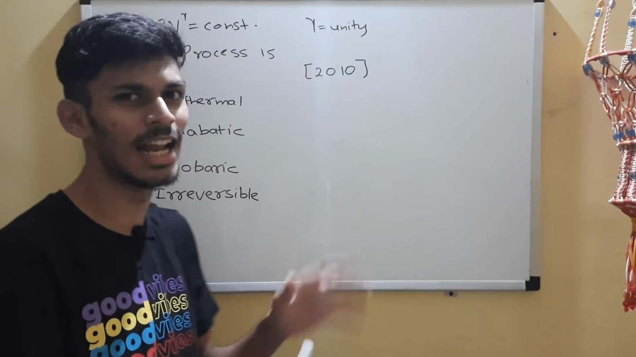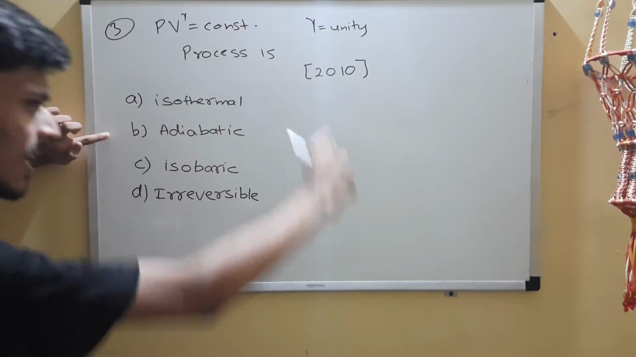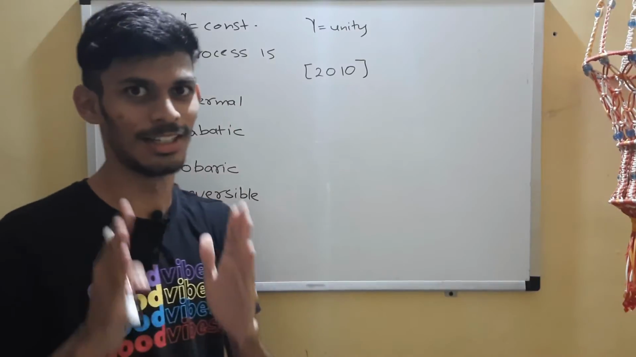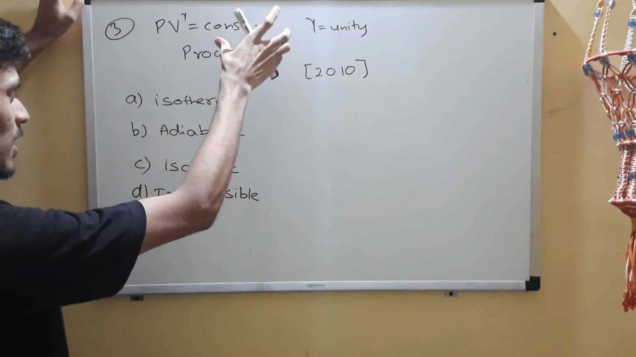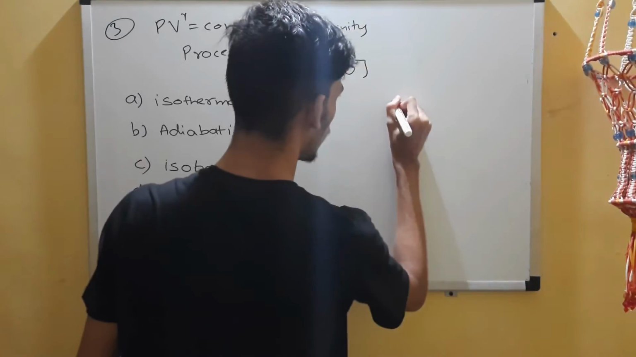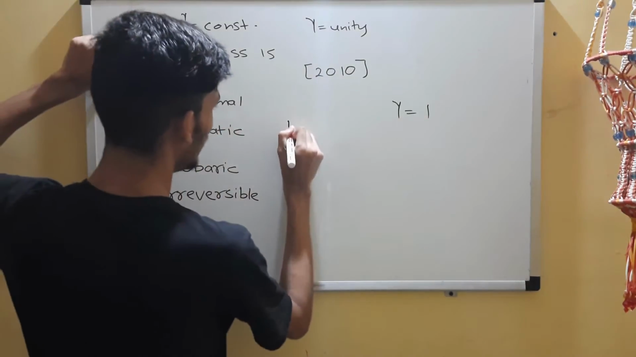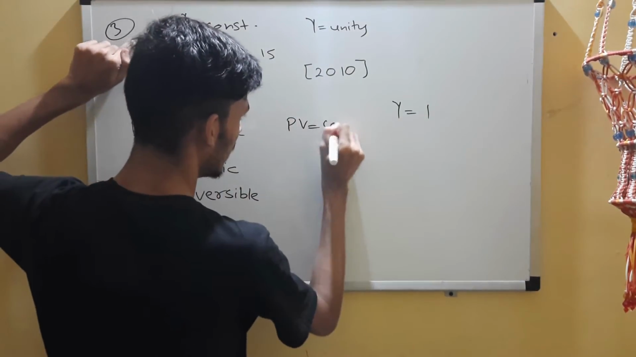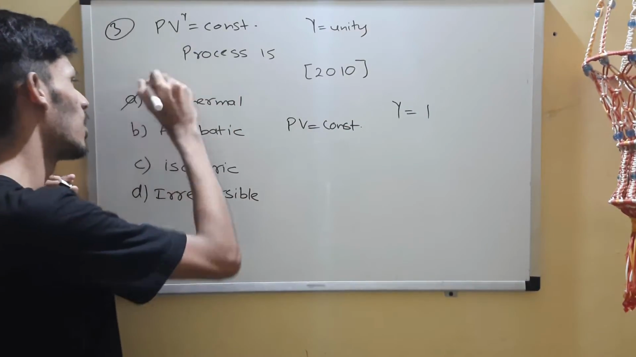Now don't be in a hurry and read the question halfway and say PV raised to gamma is constant. The process is adiabatic. Wait, read the question properly. Okay, so PV raised to gamma is constant and it is given that gamma is unity, which means the value of gamma is 1. So this equation becomes PV is constant, right? So this process is isothermal and not adiabatic.